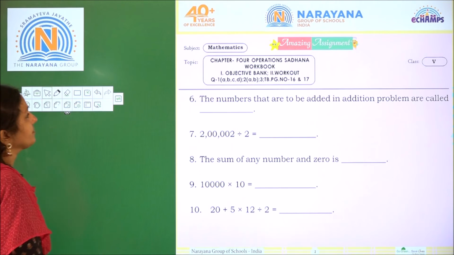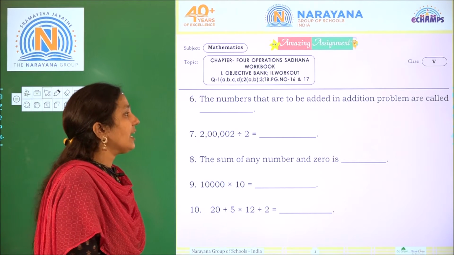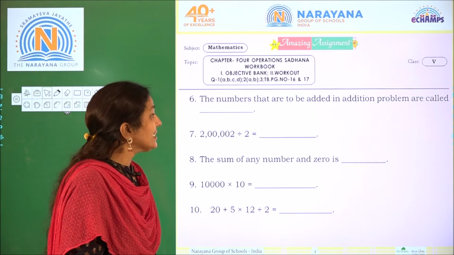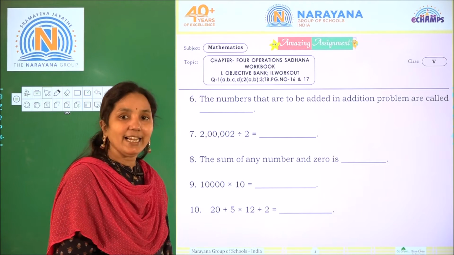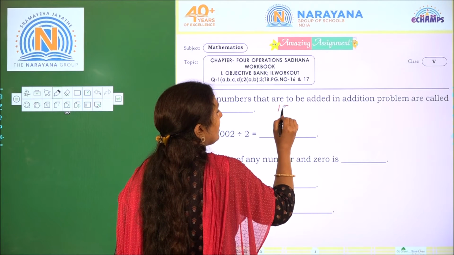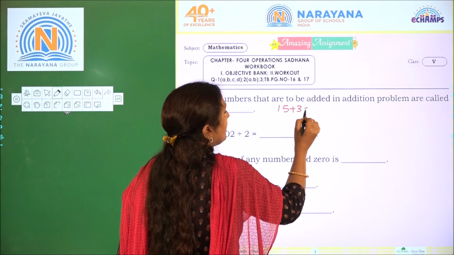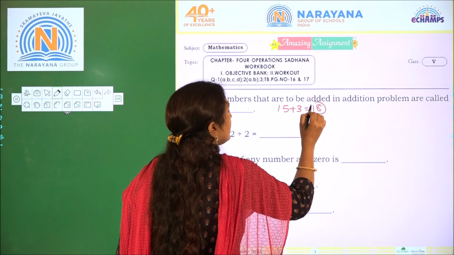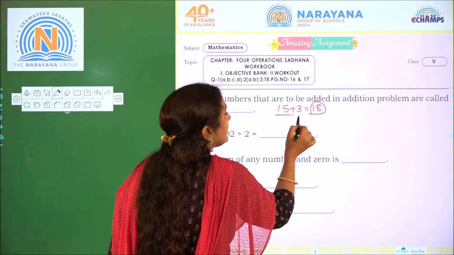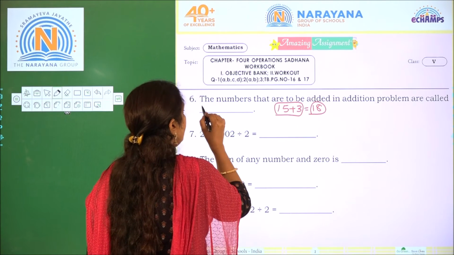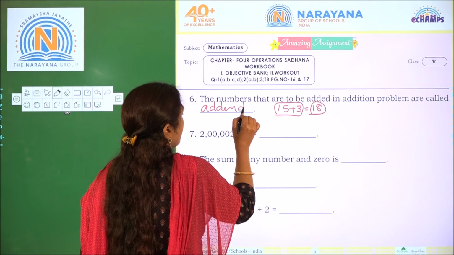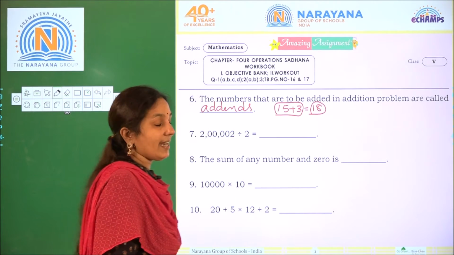Coming to next one. The numbers that are to be added in addition problem are called... Suppose here 15 plus 3 equal to 18. You know the result of addition we will call sum or total. What did you call these two numbers? We call them addends.